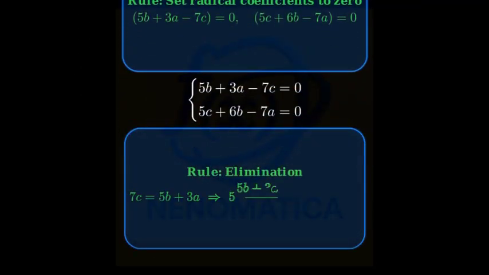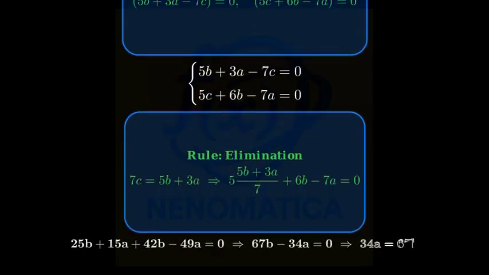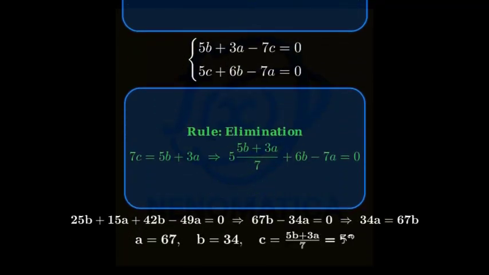Step 5. Solve the system. From the first equation, 7c equals 5b plus 3a. Substitute into the second equation and simplify to relate a and b. We obtain 34a equals 67b. Choose the smallest positive integers with that ratio, a equals 67 and b equals 34. Then compute c from 7c equals 5b plus 3a to get 53.